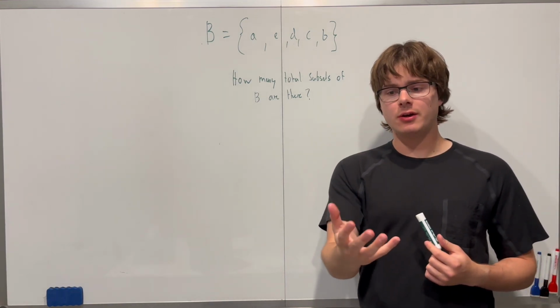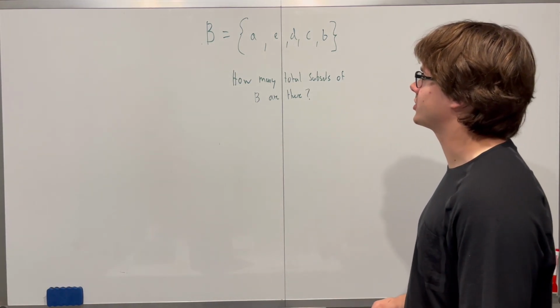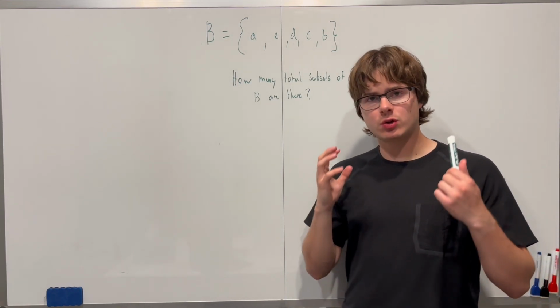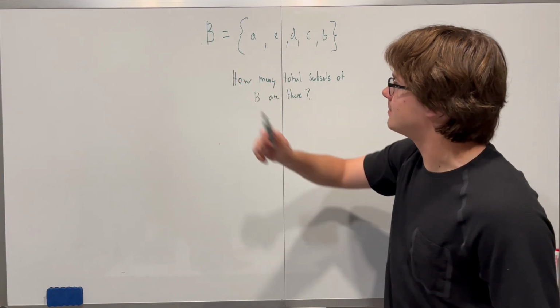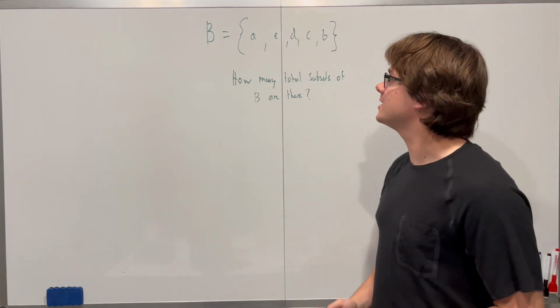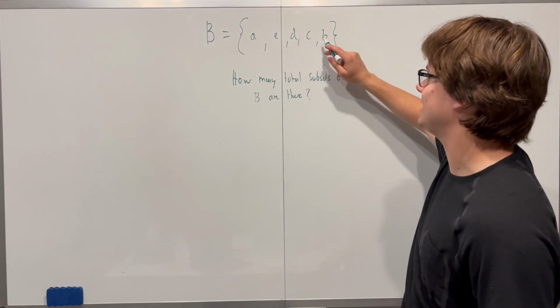So I've already done a very lengthy video explaining how you would compute the total number of subsets of a set. So now we're just going to reinforce our knowledge, right? So let's take a different set. Let's take the set B. What does the set B contain? Well, the set B contains the letters A, E, D, C, B.